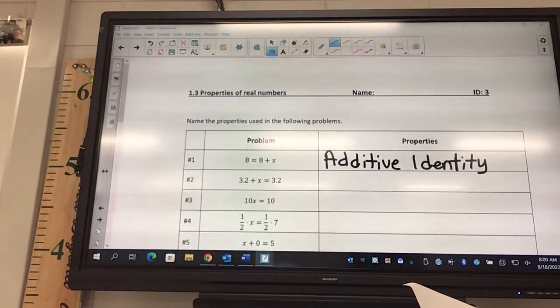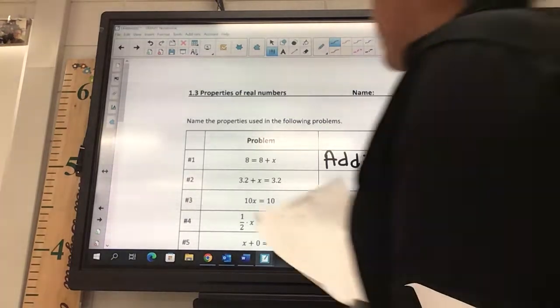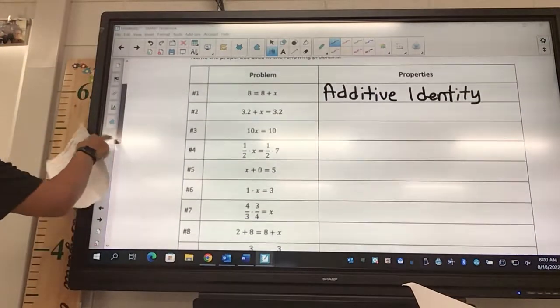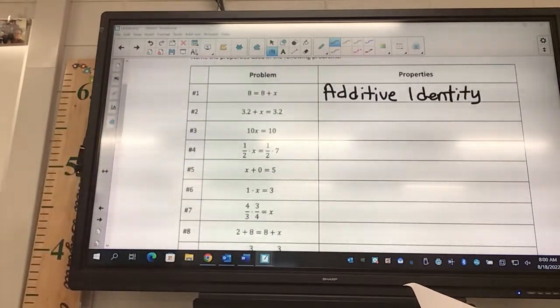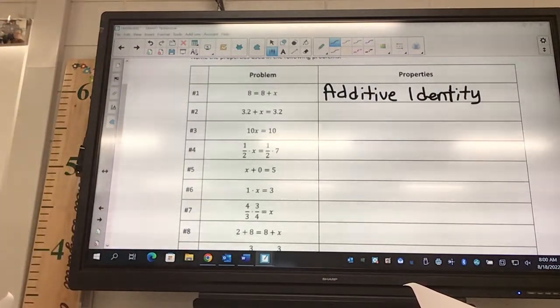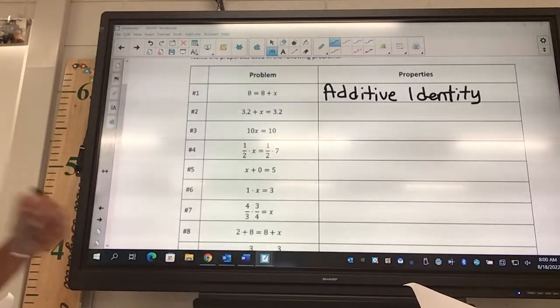Okay, what about number 2? 3.2 plus x equals 3.2. What does x have to be in order for that to be a true statement? 0. It has to be 0. What property is that? It's the same one.